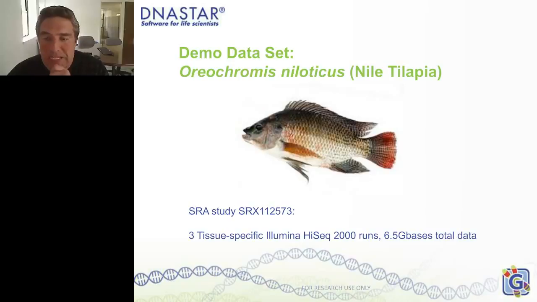So the particular data set that we're going to look at today is a Nile tilapia. I randomly selected this off of the Short Read Archive. You can see the study here is up on the SRA, so you can download this data. This particular data set has Illumina HiSeq 2000 runs, 6.5 gigabases of data, and it has 3 different samples from different tissue types. So just a run-of-the-mill kind of RNA-Seq transcriptome data set.